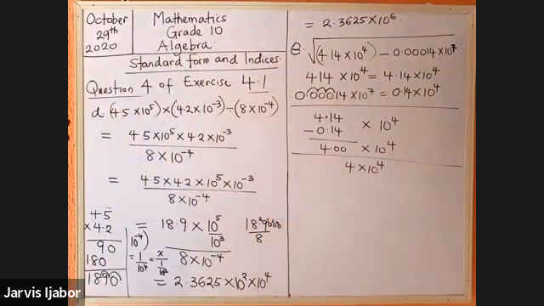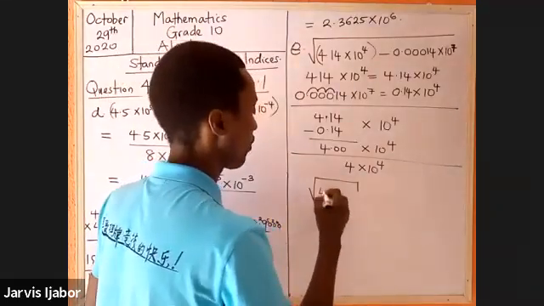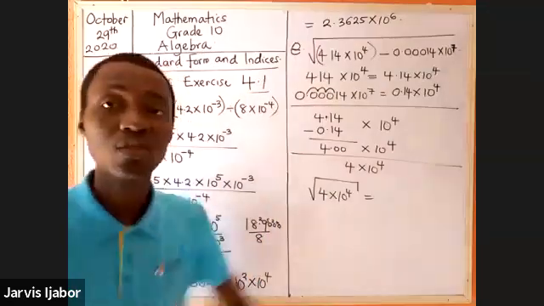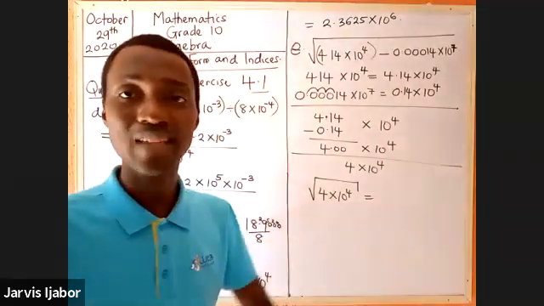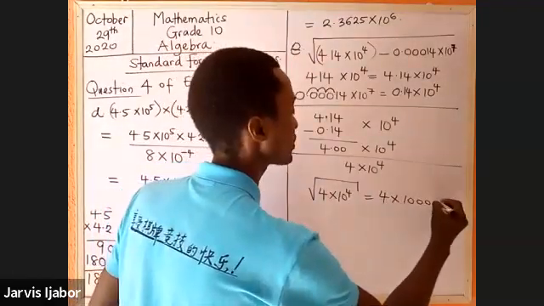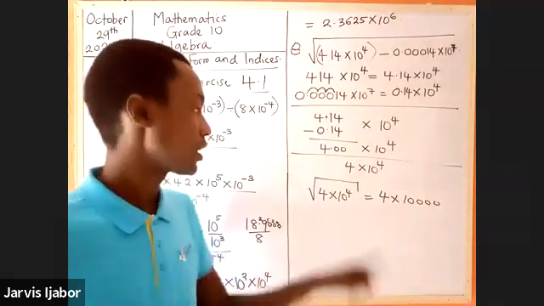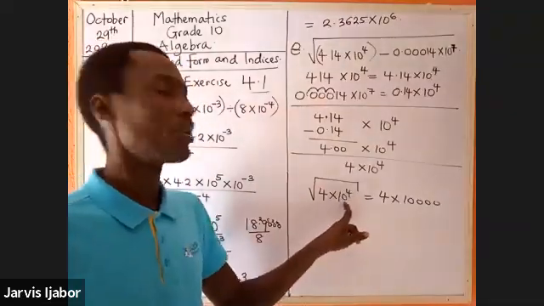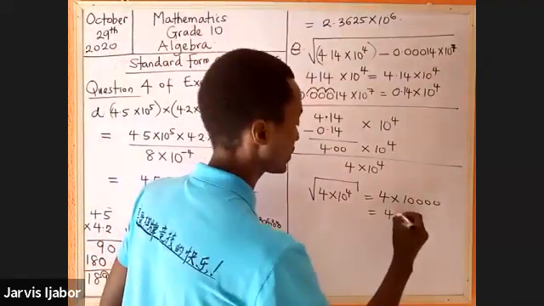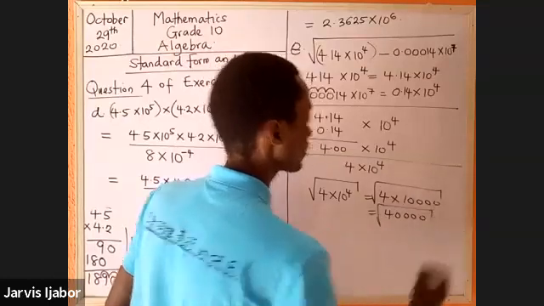But remember that what they want you to find is the square root. So the square root of 4 times 10 raised to the power of 4 will now be what? Let's use our old method. This will mean 4 times what? 10,000. I know this method, you can easily relate with this method because 10 to the power of 4 means multiply 10 how many times? 4 times. So this will give me what? 40,000. So what's the square root of 40,000?